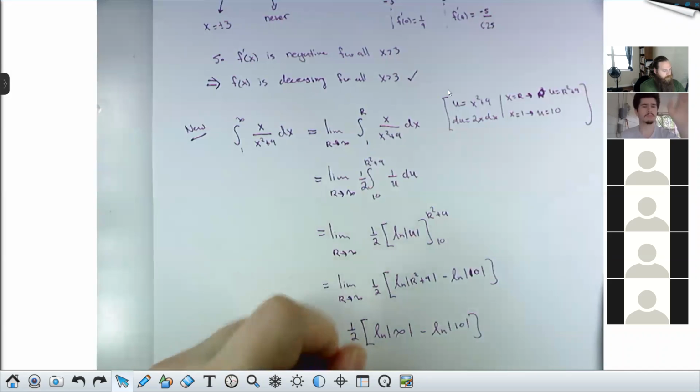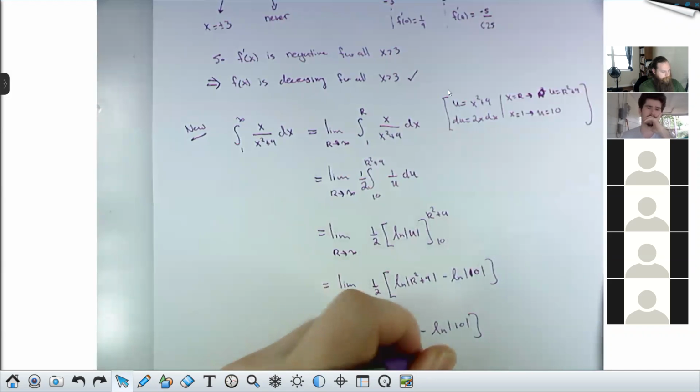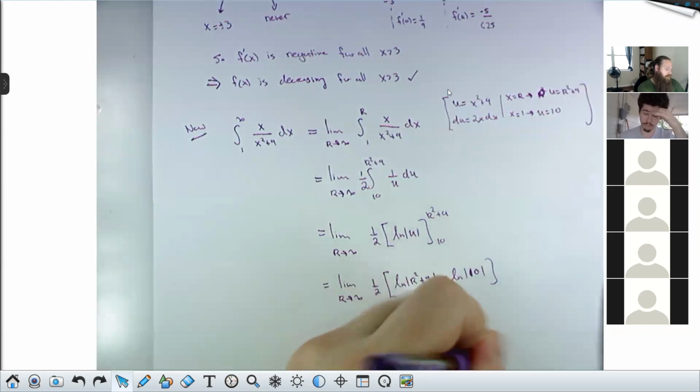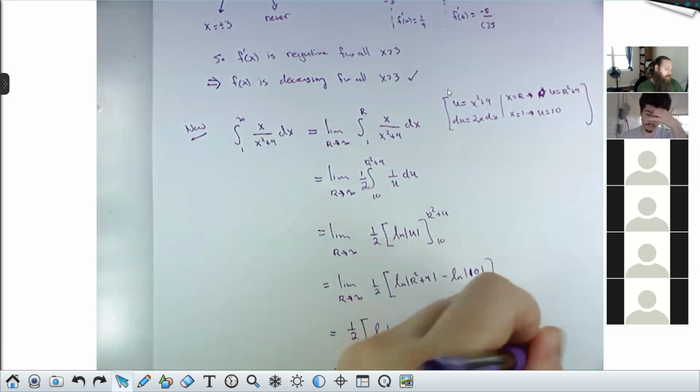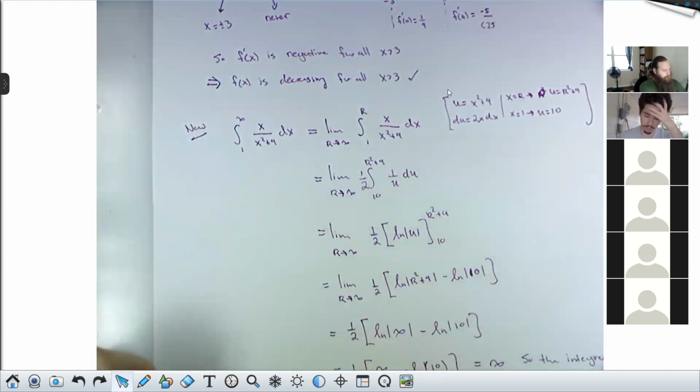So we would say that this is 1/2 times infinity minus the natural log of 10, which is infinity. So the integral diverges, which means the series diverges.